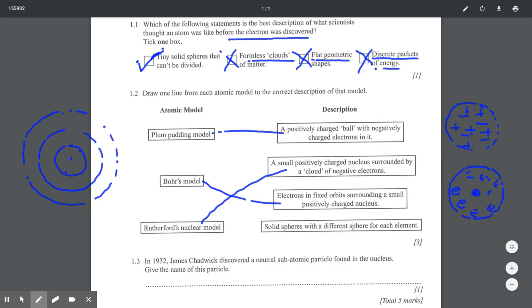And then, as I say, in 1932, Chadwick then turned up and discovered that in the nucleus there was something else other than just protons, and the name of this particle, a clue in the name of the charge of the substance, but this was the neutrons, and these were in there to help the protons stay together within the nucleus.